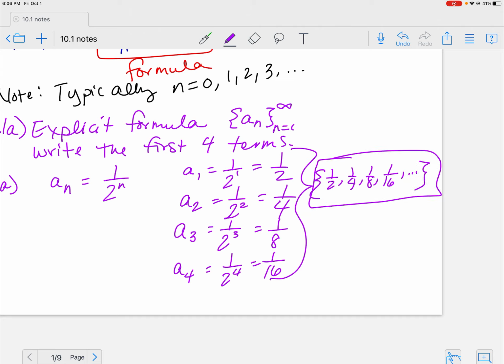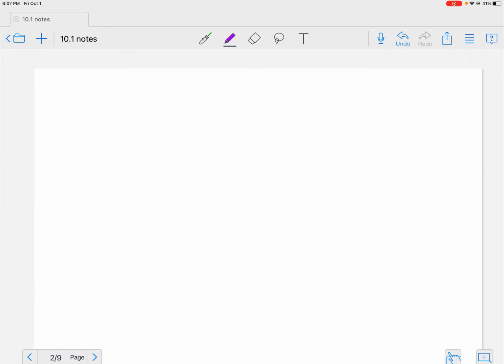That is all you're doing. That's it. With an explicit formula, you legit just do the plug in. It's a formula that you're looking for. Okay, let's try another one here. Let's do example 1b.